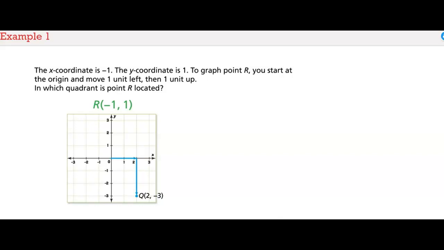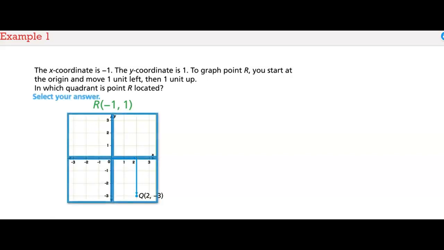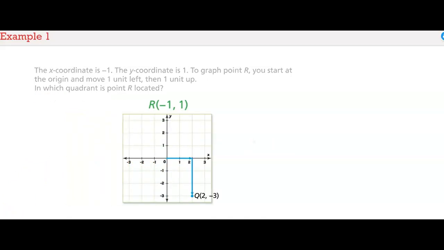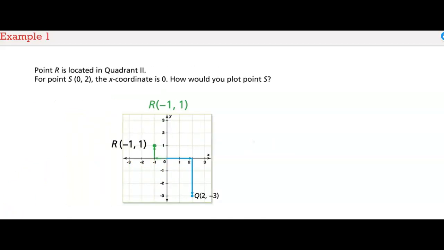In which quadrant is point R located? Select your answer. Point R is located in quadrant 2.